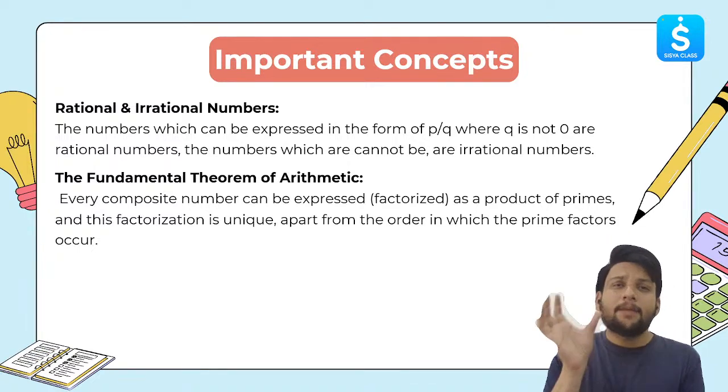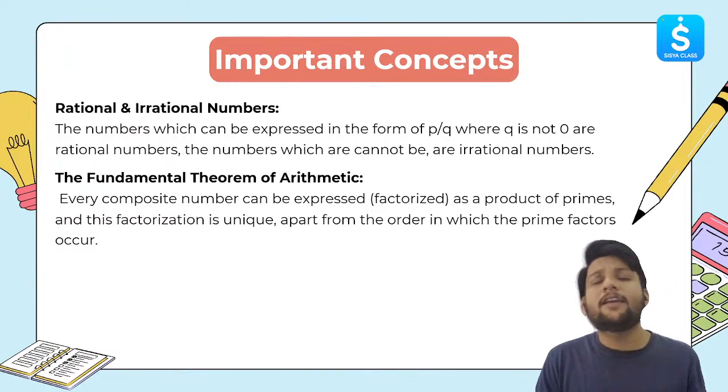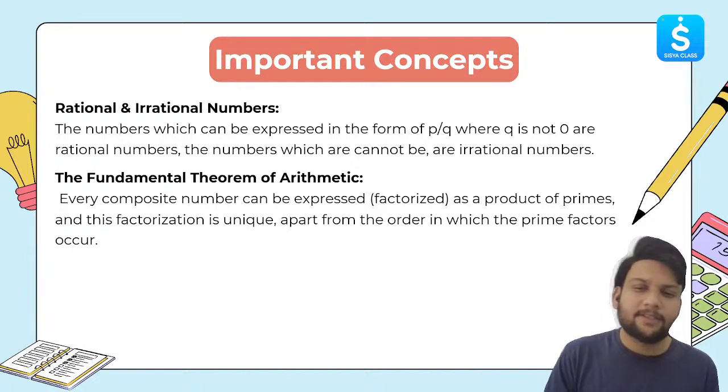So this is what the fundamental theorem of arithmetic is: every composite number can be factorized as a product of primes. Of course, 2 and 5 are primes. This is what we have studied in grade 6. If you recall, this is prime factorization. This is the root principle of prime factorization. I hope everyone remembers this.